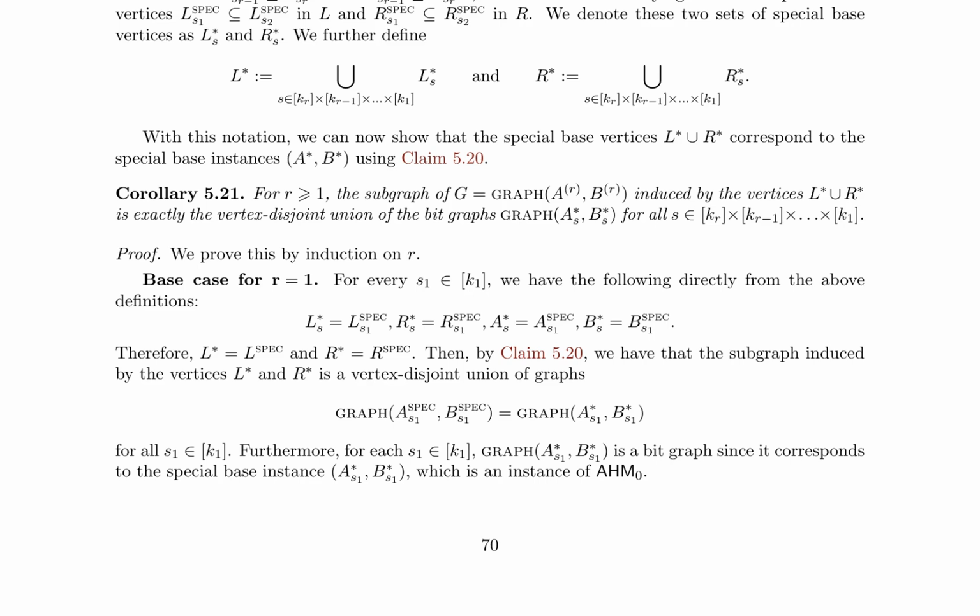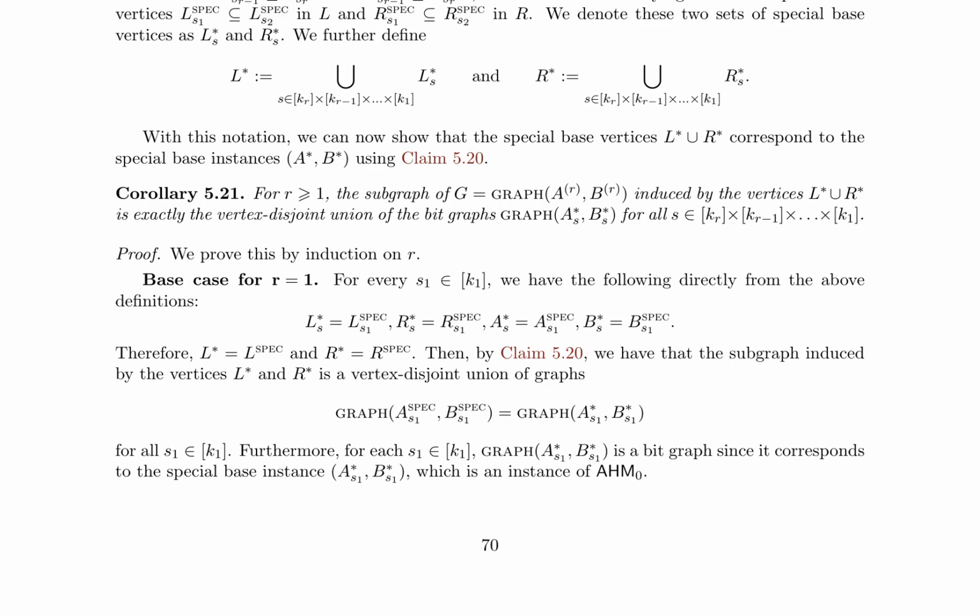And so on, until identifying the sets of special base vertices L-spec(S_1) ⊆ L-spec(S_2) in L and R-spec(S_1) ⊆ R-spec(S_2) in R. We denote these two sets of special base vertices as L_s and R_s. We further define L equals the union over S element of K_r times K_{r-1} times K_1 of L_s, and R equals the union over S of R_s. With this notation, we can now show that the special base vertices L ∪ R correspond to the special base instances (A, B), using claim 5.20.